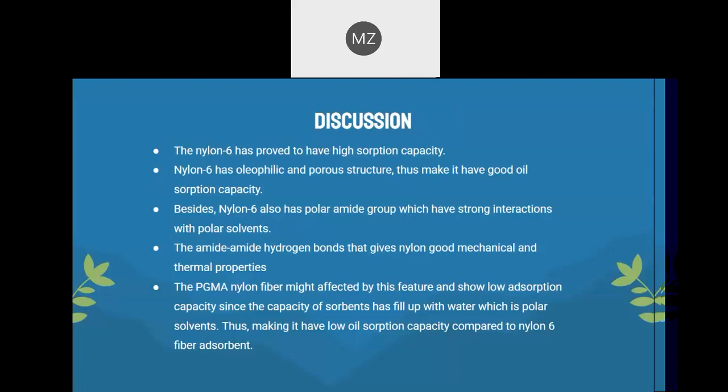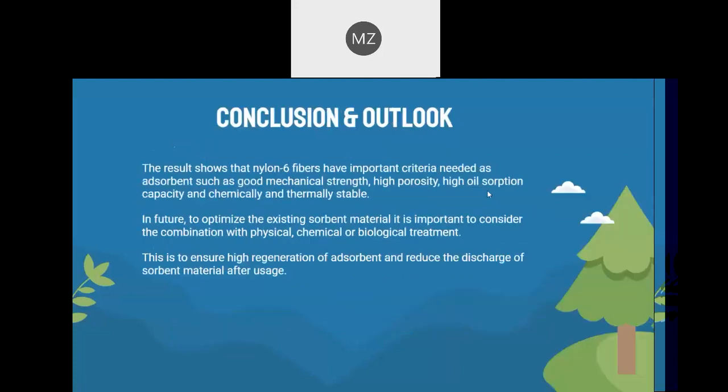In conclusion, the result shows that nylon 6 fiber has important criteria needed as an adsorbent, such as good mechanical strength, high porosity, high absorption capacity, and chemical and thermal stability. In future, the existing adsorbent material can be improved with a combination of physical, chemical, or biological treatment. This is to ensure high regeneration of the adsorbent and reduce the discharge of sorbent material after usage.